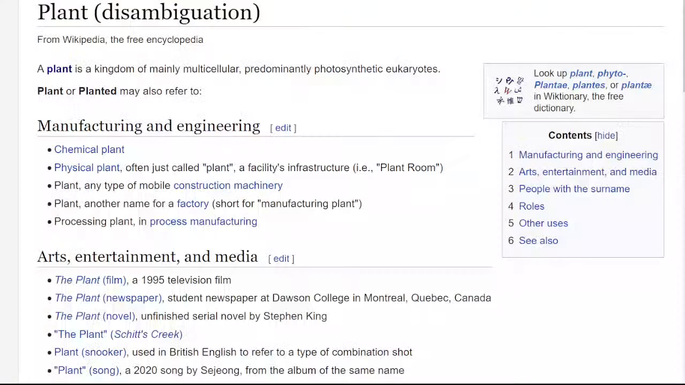And while I couldn't find what I wanted about the other thing, I did look up a little thing, and I wanted to share. So we have here the page on Wikipedia for plant disambiguation.